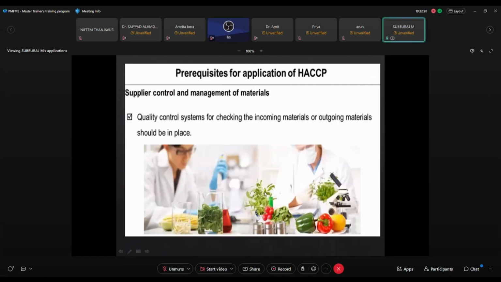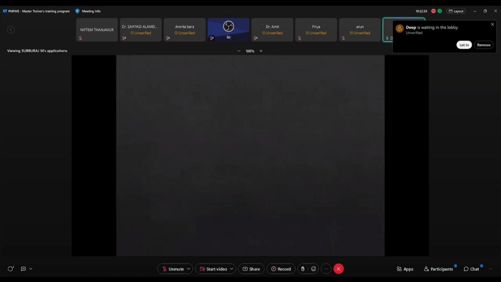And then you see supplier control and management of materials. Supplier control is very important, because the supplied material sometimes may not be right. We cannot see microbiological and chemical hazards physically. Physical things we can see, but microbiological and chemical we cannot. So we have to think about it in a very good way. Farm level also we have to study. If you are taking the material, you have to think about the farm level, and the farm also shouldn't be contaminated. All the things you have to take care of. Next slide.